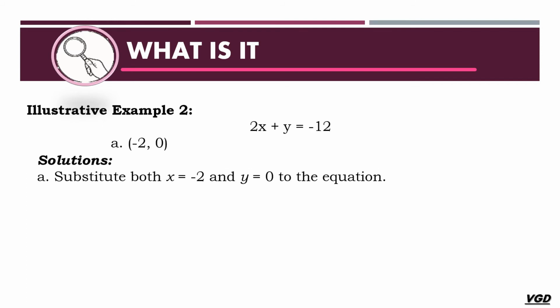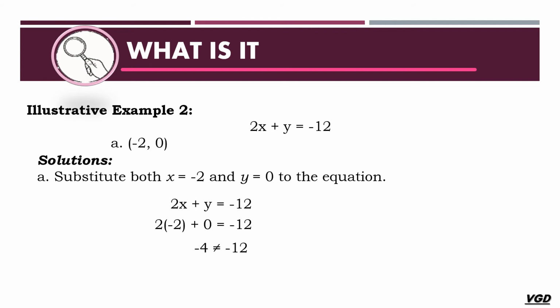So let's check if the ordered pair negative 2 and 0 is the solution of the equation 2x plus y is equal to negative 12. The first thing that we have to do is to substitute both x is equal to negative 2 and y is equal to 0 to the equation 2x plus y is equal to negative 12. So let's substitute. So we will be able to get 2 times negative 2 plus 0 is equal to negative 12. So the answer is negative 4 is not equal to negative 12.